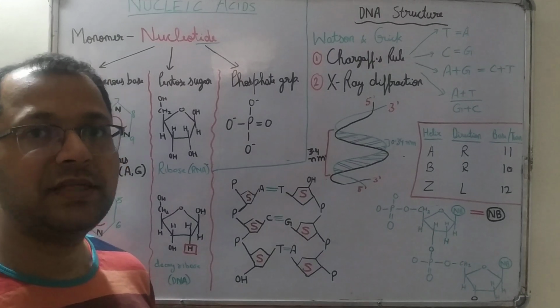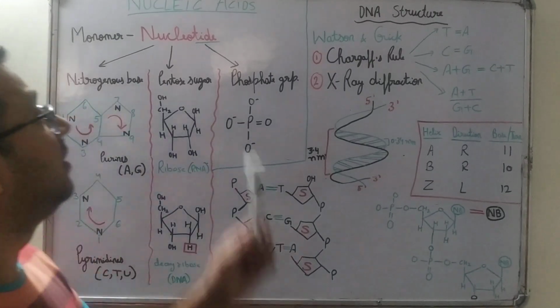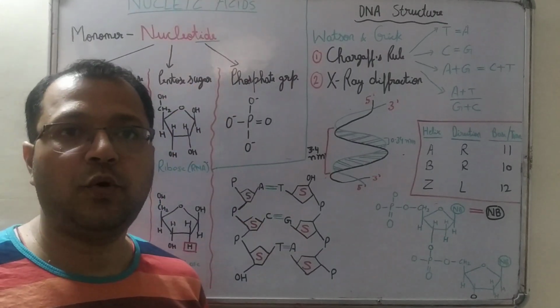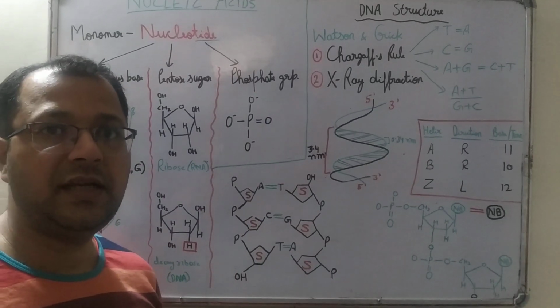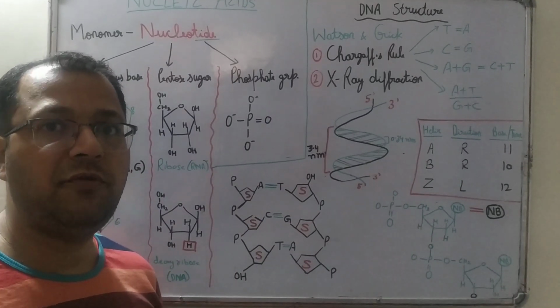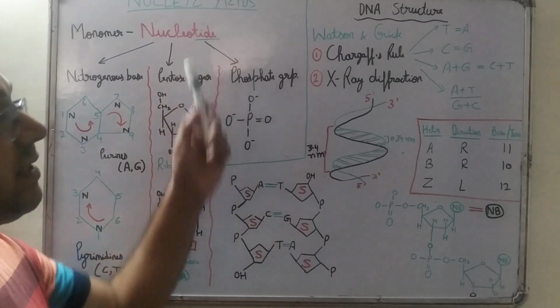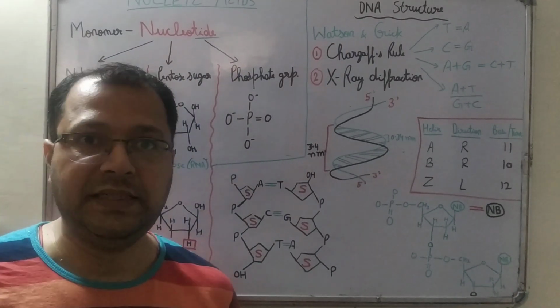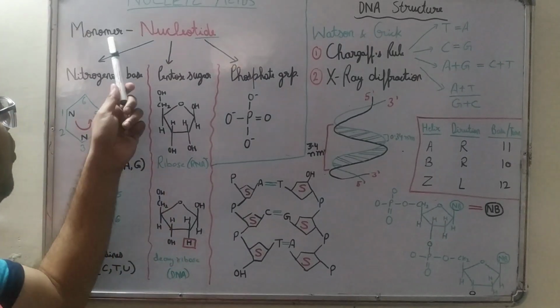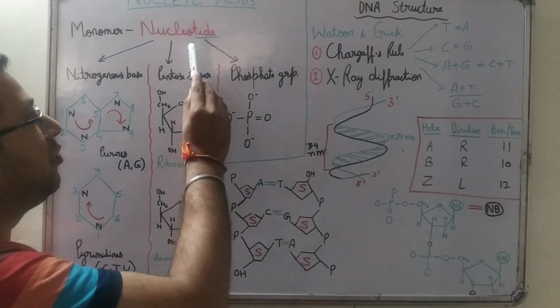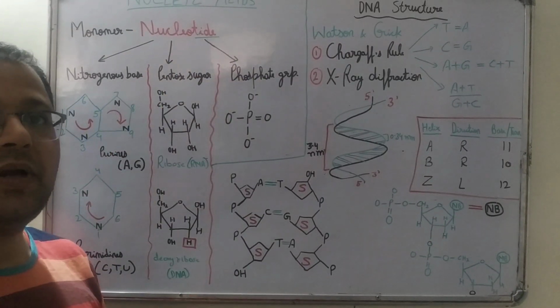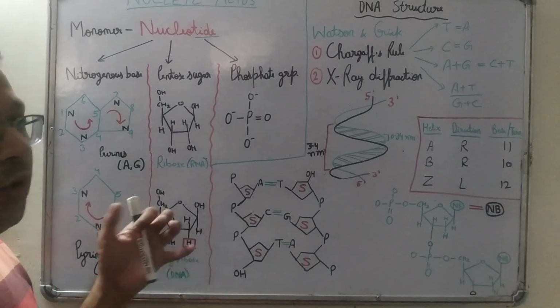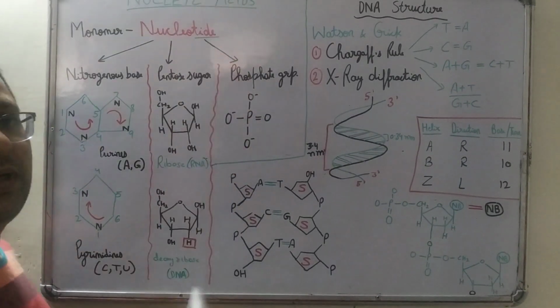Our today's topic is about the nucleic acids. Nucleic acids were discovered by the scientist Miescher, and he coined the term nuclein for them. The nucleic acids are composed of repeating units of nucleotides. So we can say that the monomer for nucleic acids is the nucleotide, and different nucleotides combine with each other to form the polymeric unit which is known as the nucleic acids.